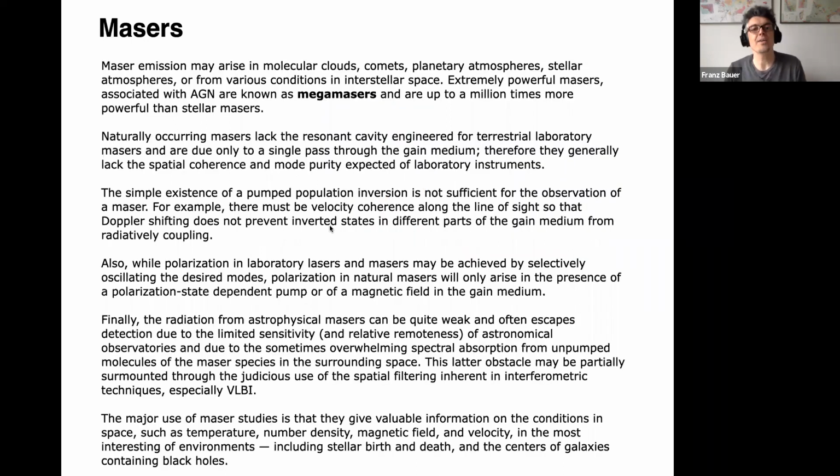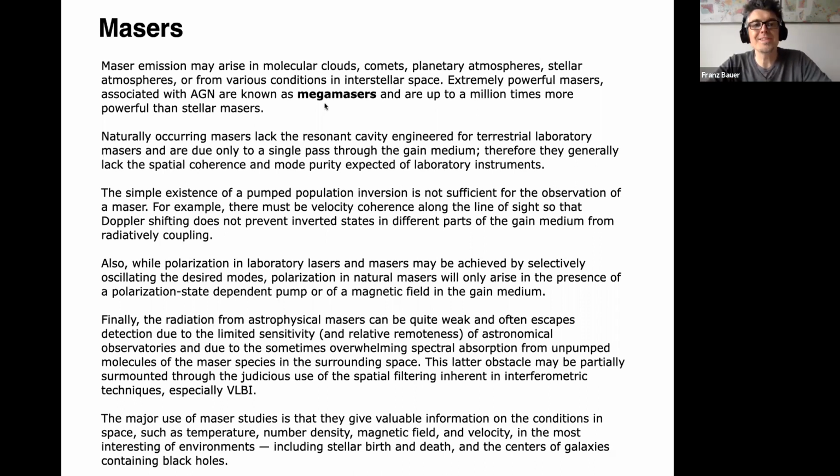Typically masers will be seen in molecular clouds, comets, planetary atmospheres, stellar atmospheres to some extent, and in some conditions the ISM. But then you have masers which are even more powerful, which are typically seen from the accretion disks of AGN. The AGN typically have an increased emission by about a factor of 1,000,000. So these are called megamasers.